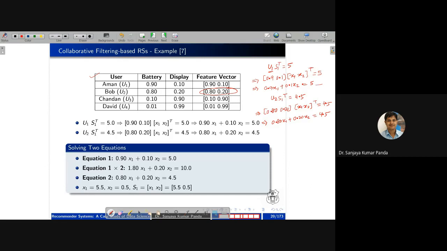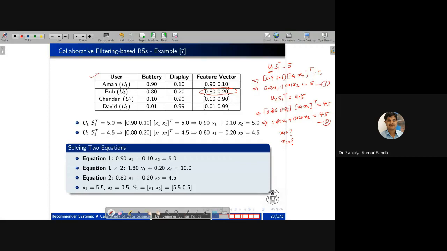So this is one equation, and this is another equation. There are two unknowns: one unknown is x1, and the other is x2. If you solve these two equations, you will get the values of x1 and x2.